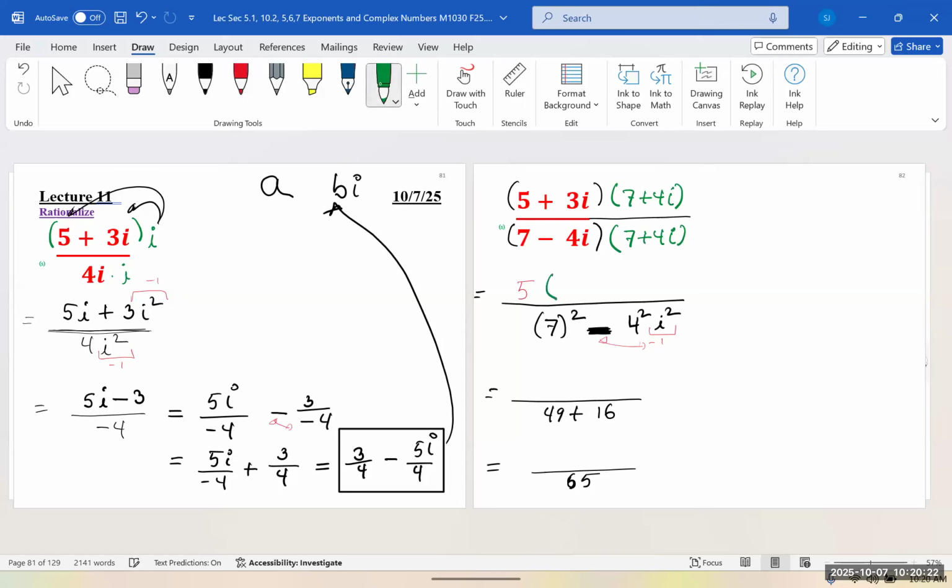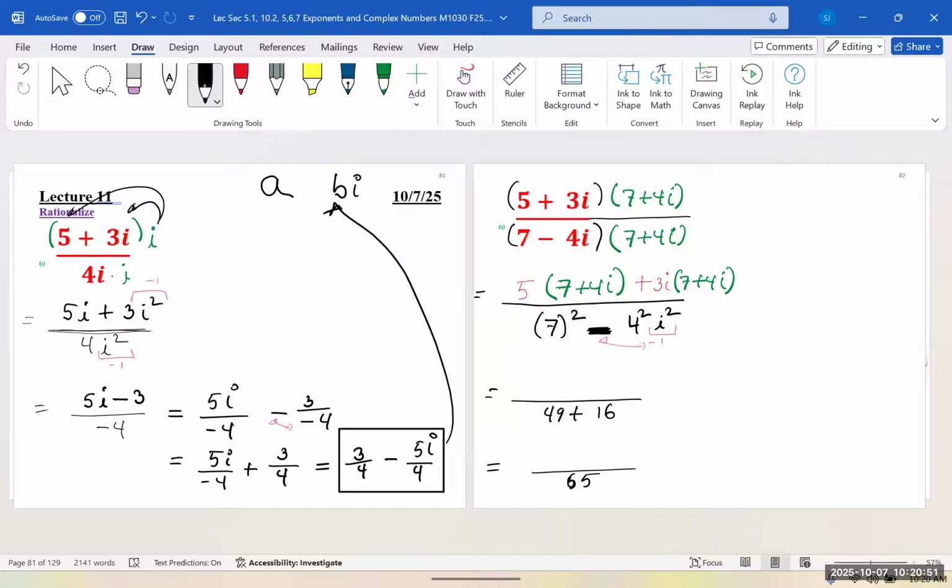When you distribute twice, we call it FOIL. So you take 5 and multiply it by the entire 7 plus 4i. And then you take your 3i and multiply it by the entire 7 plus 4i. If you cannot do everything together, then separate them. But if you can do everything together, no problem.